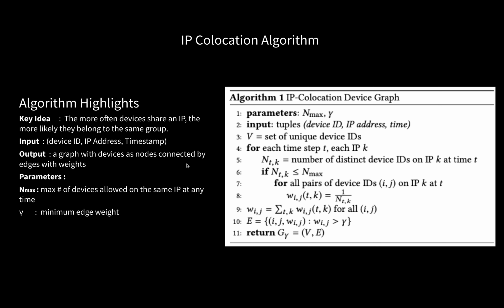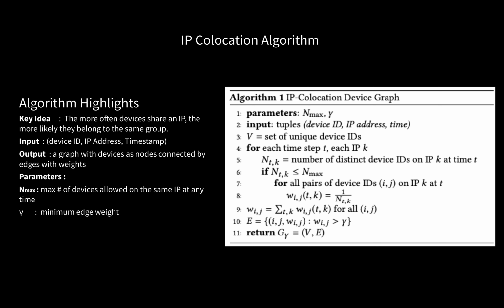So this algorithm also takes 2 parameters. One is the max, that's the max number of devices allowed on an IP at any time. We have this parameter because we want to exclude, say, communities, for example, large corporations that could have more than thousands of computers. And the next one is the minimum edge weight. If 2 devices only share the IP address once after 30 days, we don't want those edges in our graph.